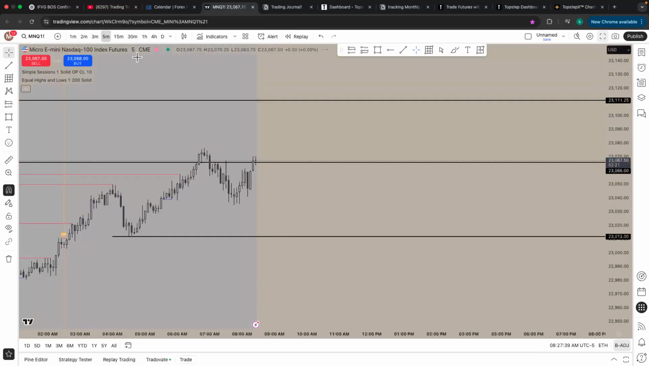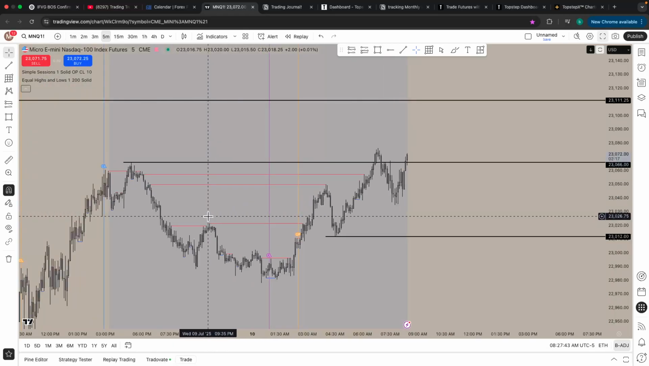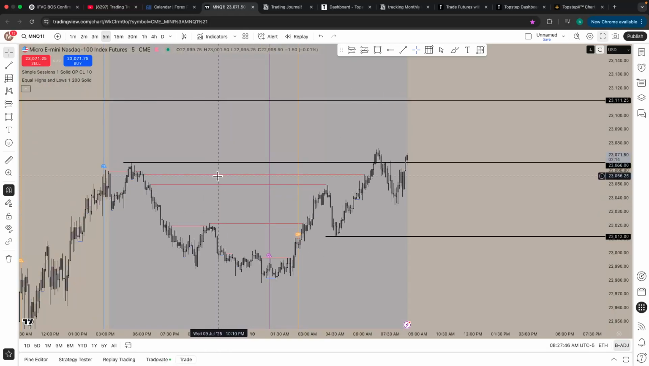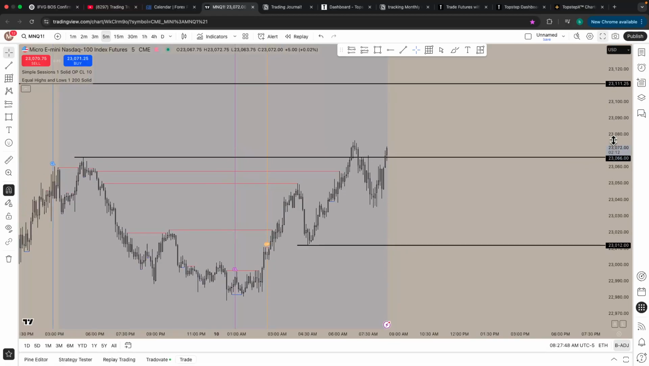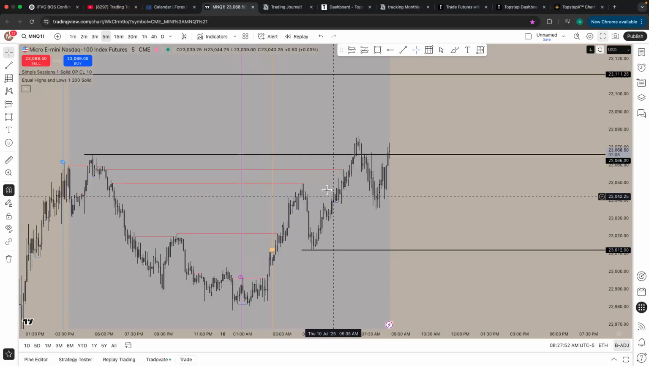So if we go to the 5 minute, we started trending down after we stopped that high. These red lines I have marked out are bullish equal highs, and then we have bearish equal lows down here. Just stuff to mark out.